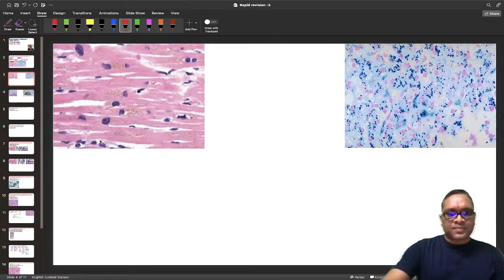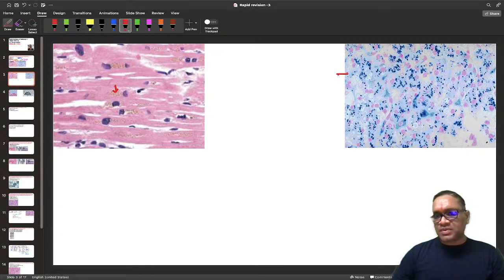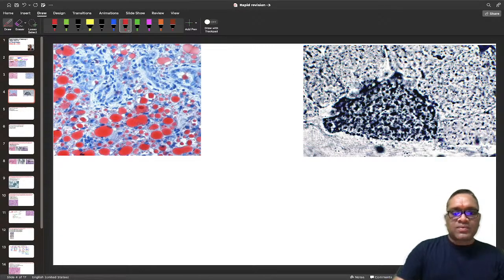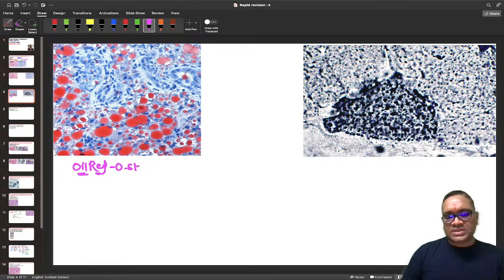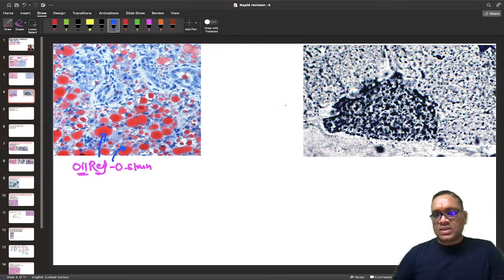Let us see this question I have shown you. This is the perinuclear brown pigment, and this is the Pearl's Prussian blue stain. Now I want to show you all the other stains which I have discussed here. This one is the oil red O stain, and whatever you are seeing in red color is oil or lipid accumulation, right?